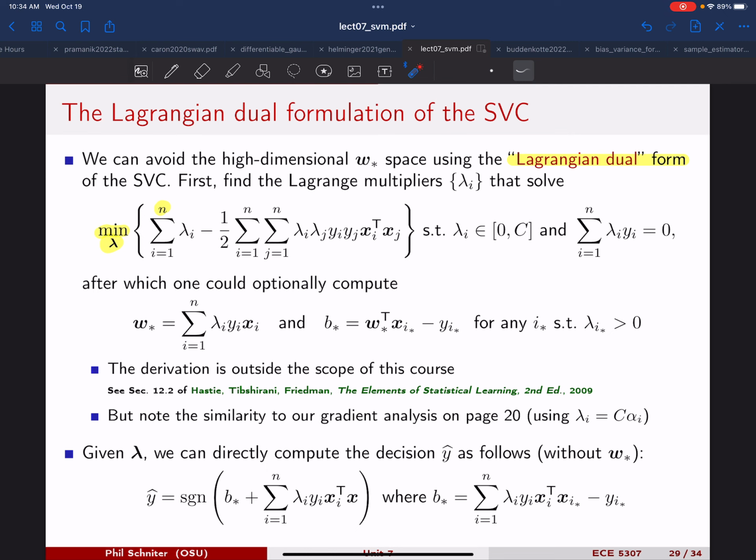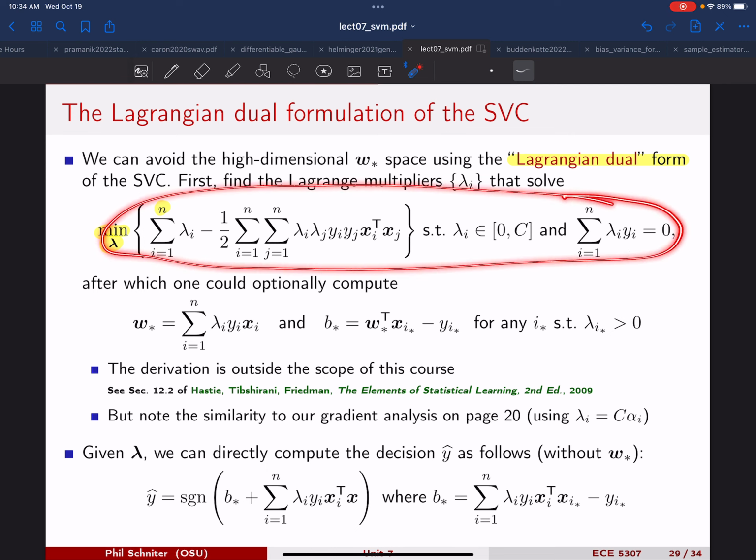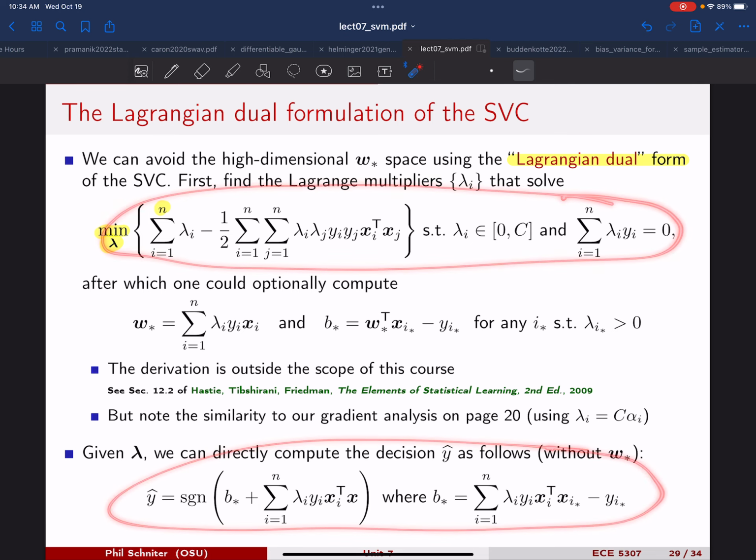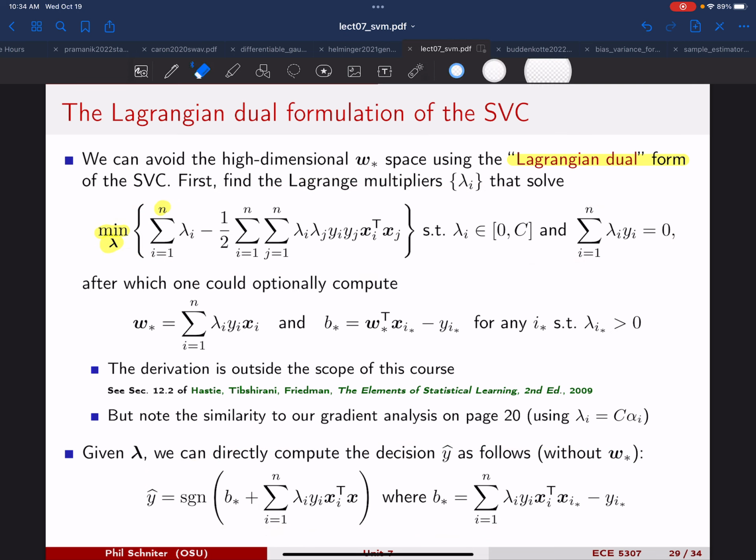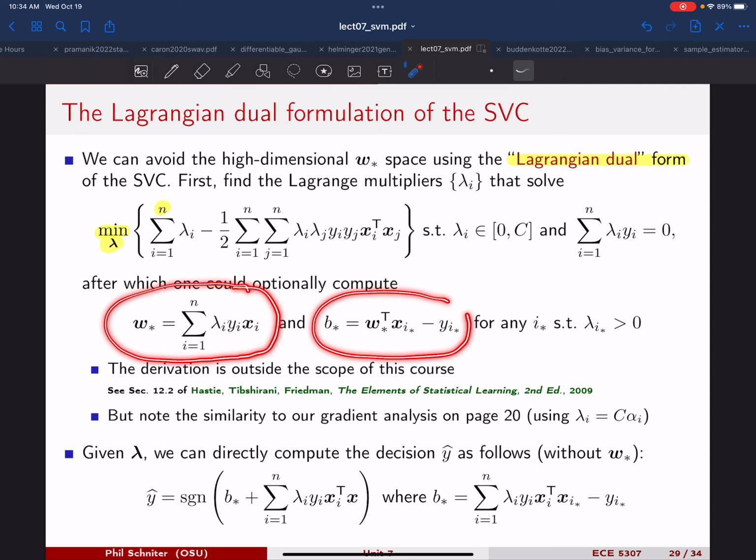So the point is that if you take this dual approach, you never actually need to compute the weight vector. Now, if you wanted to compute the weight vector just to know what it is, that's certainly possible. This is the equation for the weight vector. This is the equation for the bias term. This i star is any index of a support vector, basically. So this is, again, totally optional. You never need to compute these to do the classification.